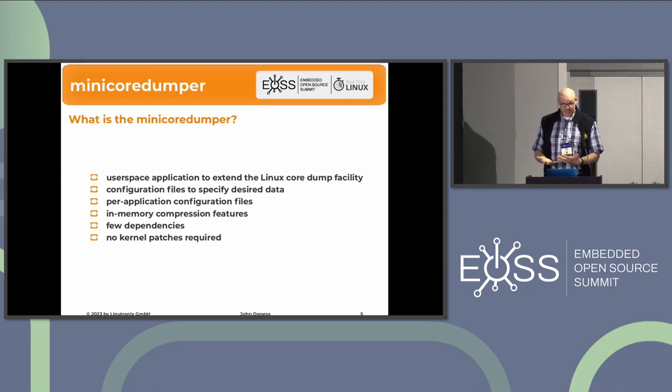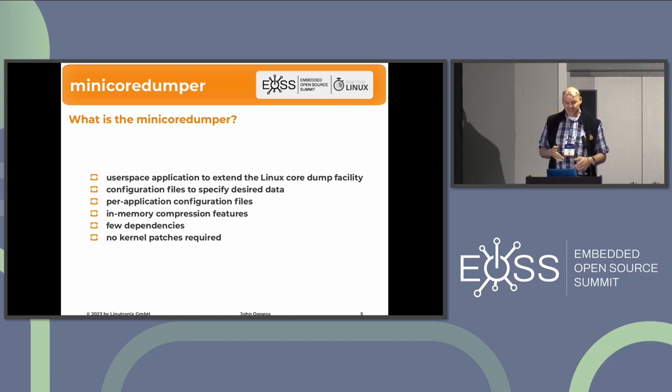The mini core dumper is just a regular user space application. It has a configuration file so that you can specify which applications, if they crash, I want to capture data from, and exactly what kinds of data you want. It has features like in-memory compression, so that rather than putting even a small core dump to disk, we can compress it in memory and put a compressed image onto the file system, so we can get it even smaller. It doesn't have to touch the disk first. Obviously, it's targeted for embedded devices, so it doesn't have a lot of dependencies, and the most important thing is there are no kernel patches required.